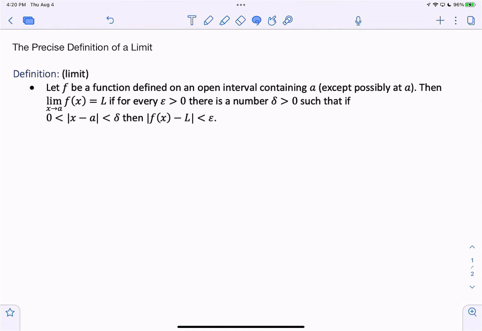Now that we have an intuitive understanding of a limit and have worked with them a little bit, we're going to formalize the definition of a limit.